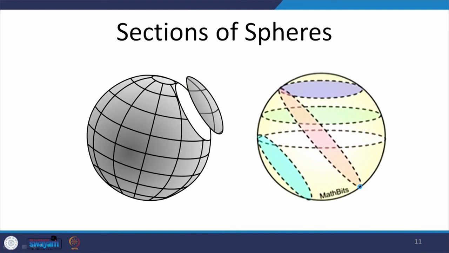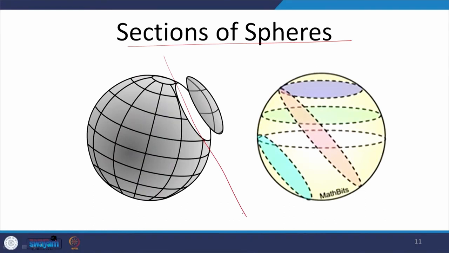The last one is the section of spheres. Now, section of spheres, wherever you cut it from, it will actually be a circle. So, just as the orthographic projection of a sphere from wherever you look at it will always be a circle, similarly, wherever you cut the sphere from, it will be a circle. Now, why will it be a circle? Because anywhere, wherever you cut, for example, if we are cutting it by a plane which is passing through this, then it is parallel to a plane which is passing through its center. And at the center, it is a perfect circle.